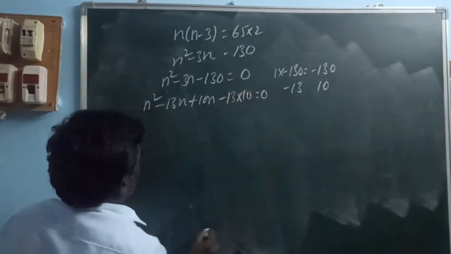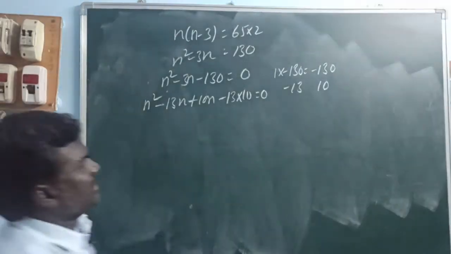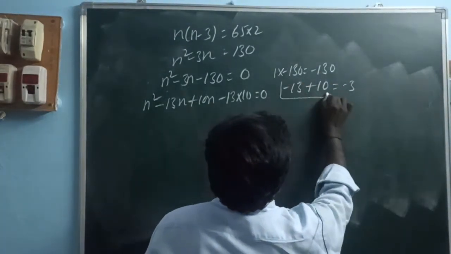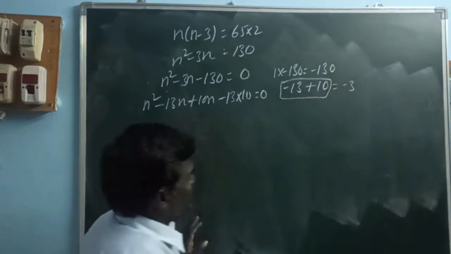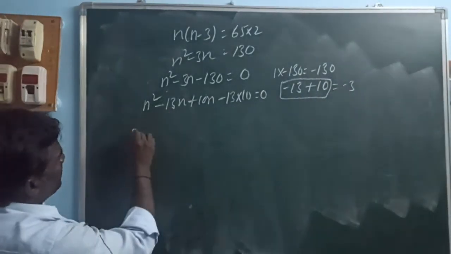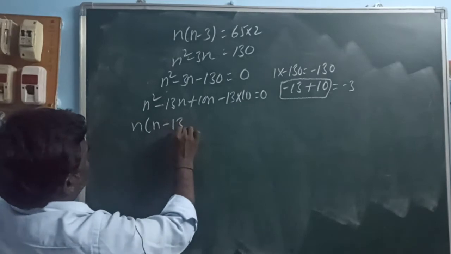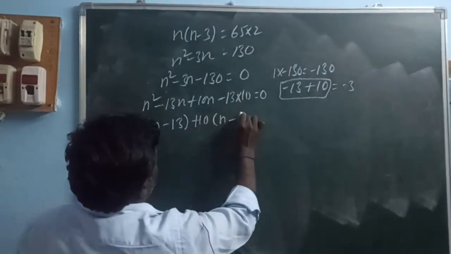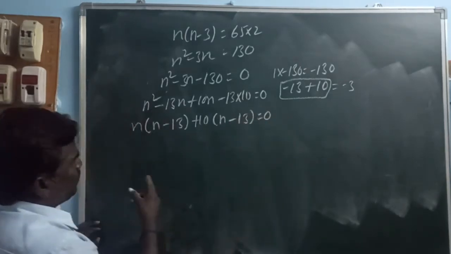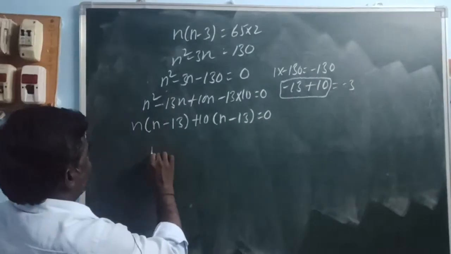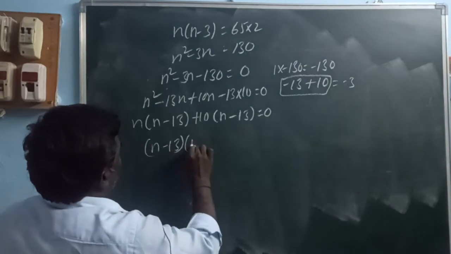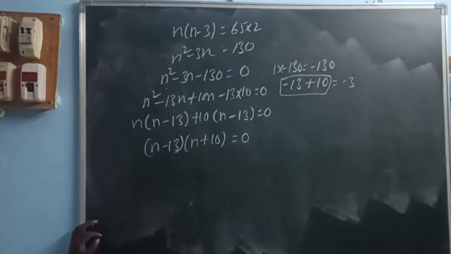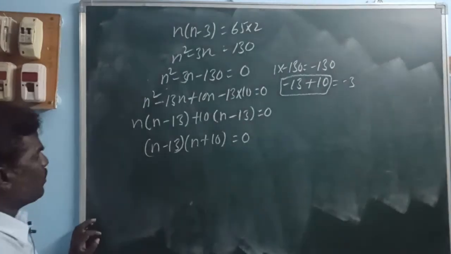Minus 13 plus 10 is equal to minus 3, and the product of these two is minus 130. In the first two terms, the common factor is n, giving n of n minus 13. In the next two terms, the common factor is 10, giving 10 of n minus 13. The total common factor is n minus 13. So n minus 13 times n plus 10 is equal to 0. The product of two polynomials is 0, so either the first one is 0 or the second one is 0 or both.